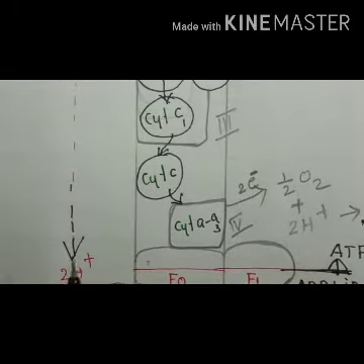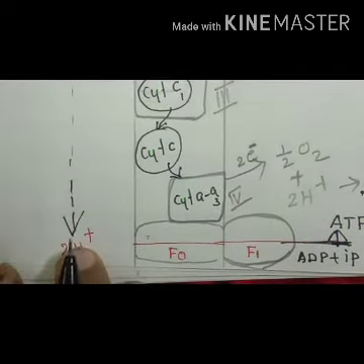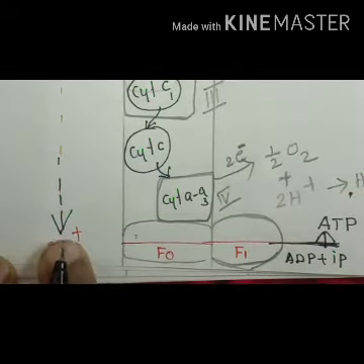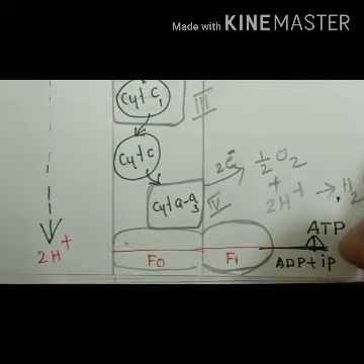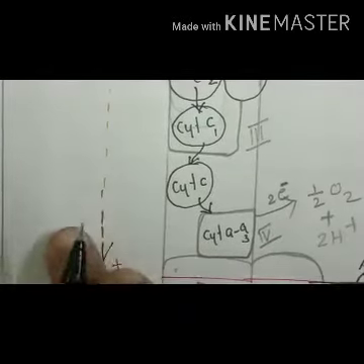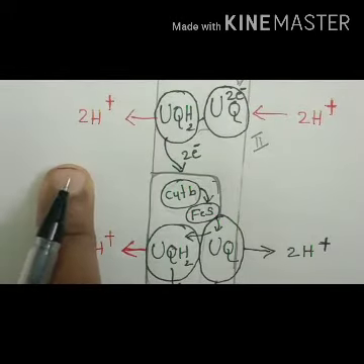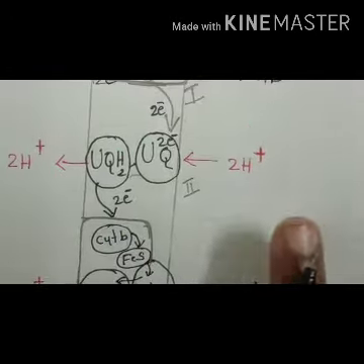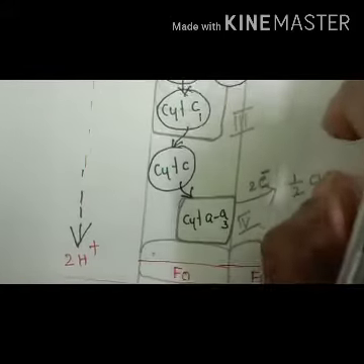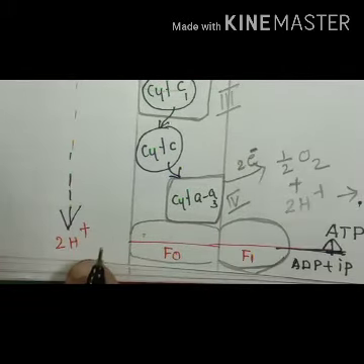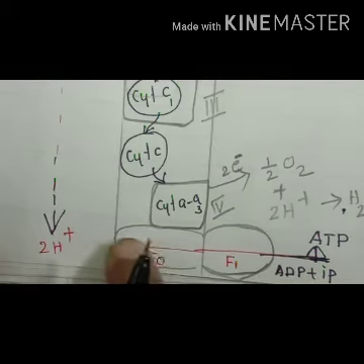So what happens when the protons are accumulated here? A proton gradient occurs between the matrix and this inner membrane space. Here we can see the proton accumulation, and on the matrix portion, proton deficiency can be seen because all the protons are transported here. So as a result, the proton gradient occurs, and the proton gradient will break through the ATPase enzyme.